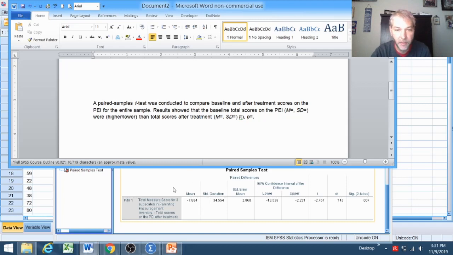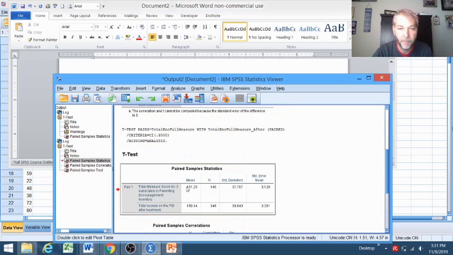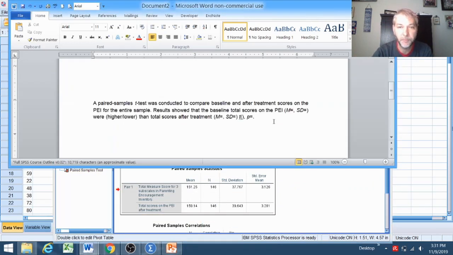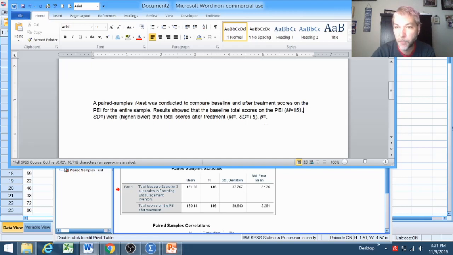Baseline was, here's our baseline, if you remember, right here, the 151. So 151.25, not enter 25, and then the standard deviation we see is 37.767. We're lower, right? So we'll just put that in there.